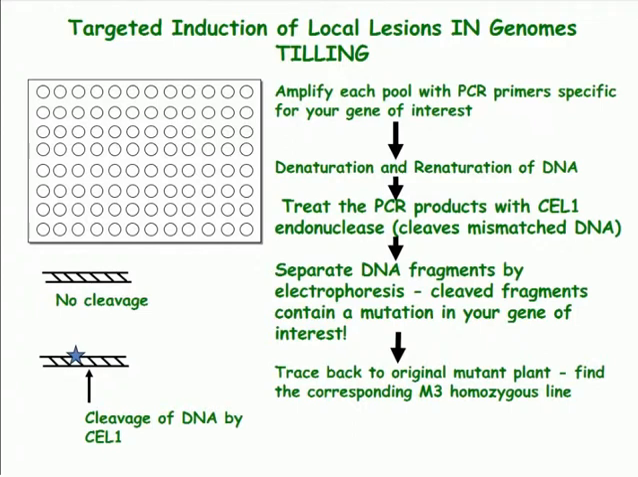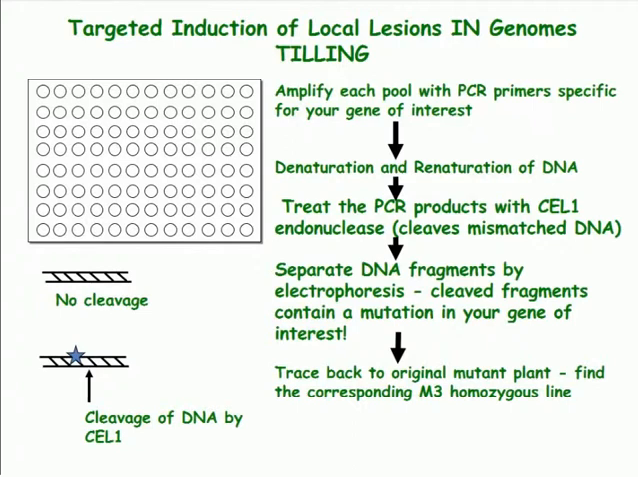So basically you have DNA in each well that is coming from different plants. Because we are interested in our specific gene, so we know the sequence, we use primers that are specific for that gene to amplify that region of interest, okay? And you denature and renature all those PCR products several times, and then all these products can be cut with Cel1. So Cel1 is an endonuclease that recognizes mismatched DNA.